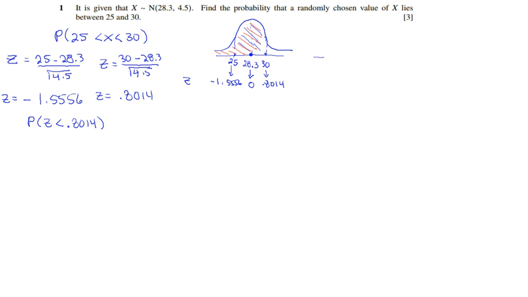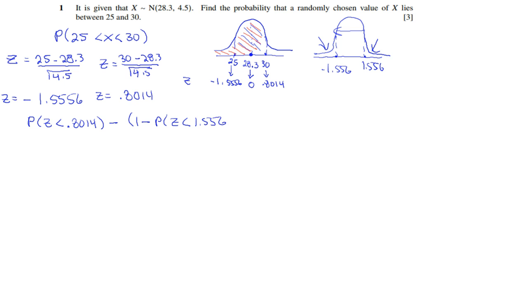Now, the problem I have is that I can't do the 25 because it's a negative. So instead of doing negative 1.556, I'm going to do positive 1.556. The problem is, again, my table is only going to go less than that. So I'm going to have to find the probability that's less than that and then take that away from 1 to get that little piece at the end.